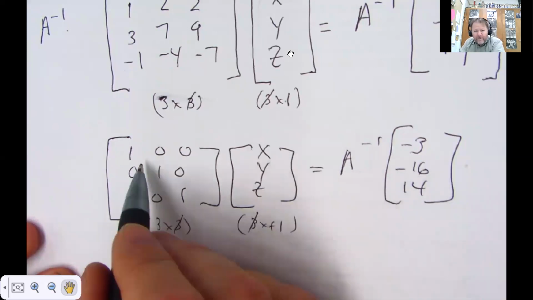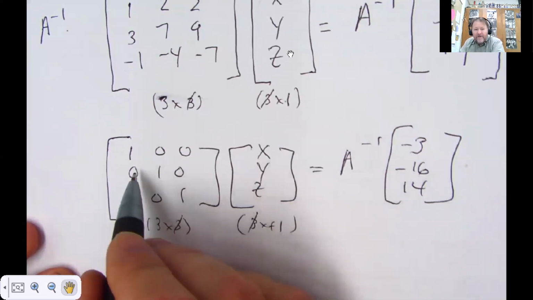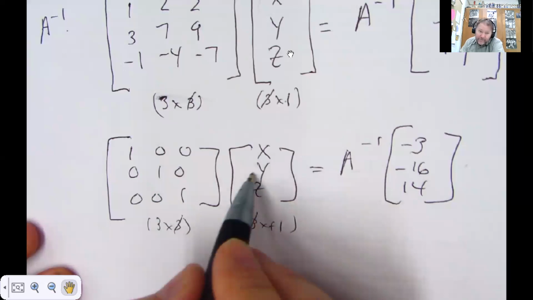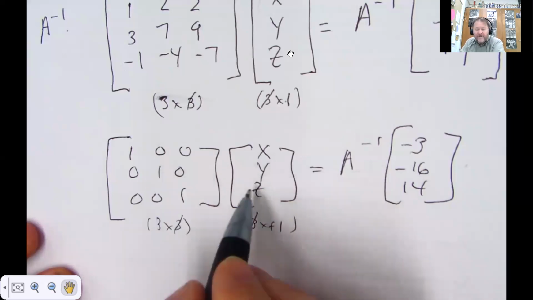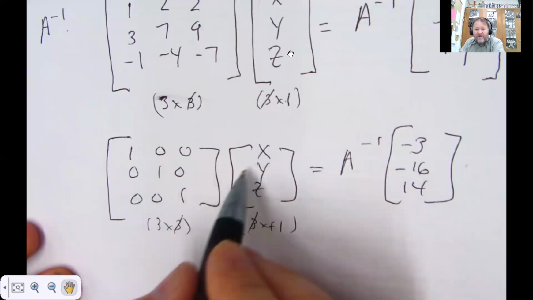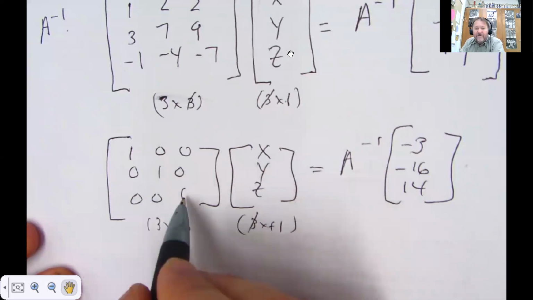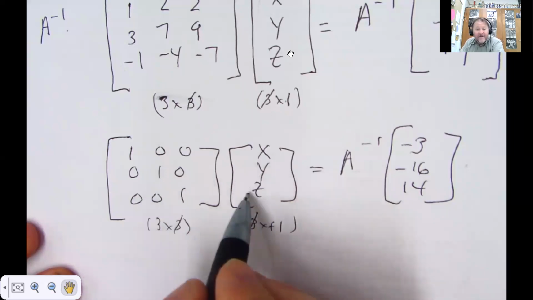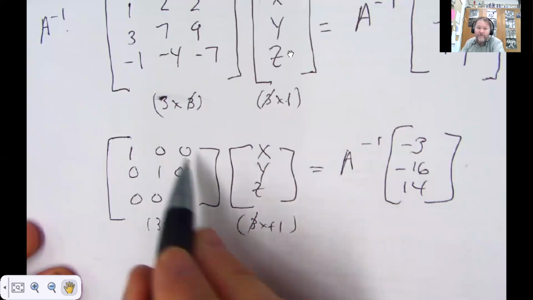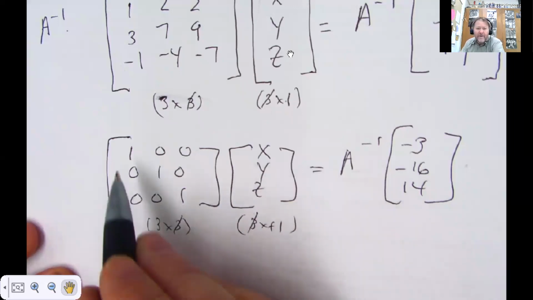So this would be 0 times x is 0, 1 times y is y, plus 0 times z is 0. So this is y, right? And this is 0 times x plus 0 times y plus 1 times z is z. So this is the equivalent of multiplying by 1 in the universe of matrices. This is like multiplying by 1.